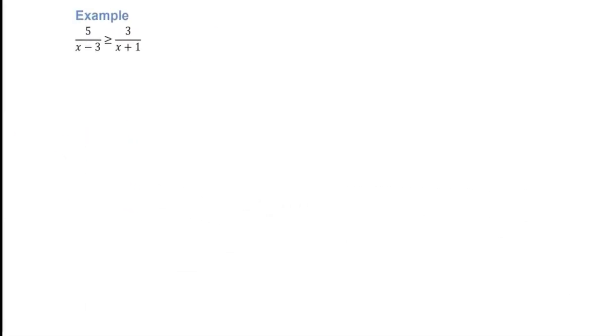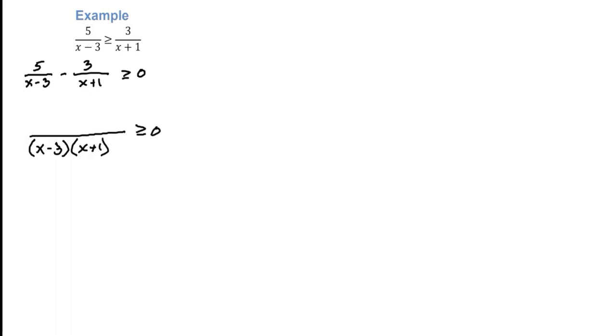In this example, we first want to get a single fraction on the left side. So we'll start by subtracting 3 over x plus 1 from both sides. That will make the right side 0. But we now need a single fraction. To combine fractions, we need an LCD. In this case, x minus 3 times x plus 1.